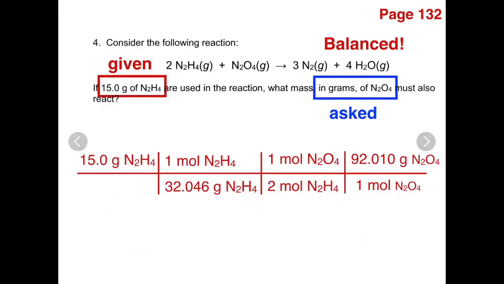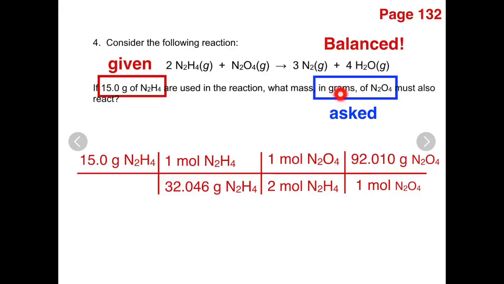If you check your work, this is how I set it up. Let's check your work. Again, start with what is given, grams of dinitrogen tetrahydride, and convert that to moles by using its molar mass. Add all of this together, you're going to get grams per mole. This comes from the periodic table. Then once you get moles of dinitrogen tetrahydride, you're going to use the mole ratio between these two to convert to moles of dinitrogen tetraoxide.